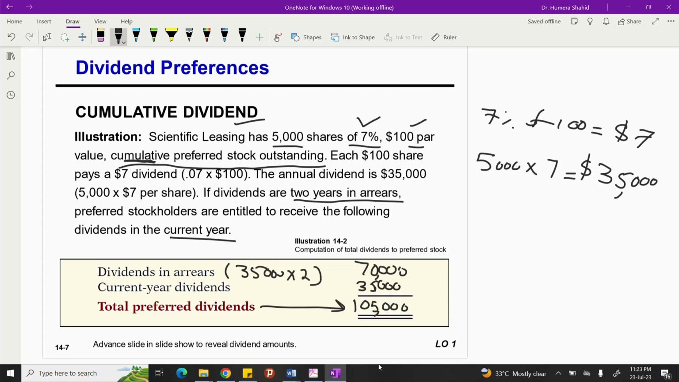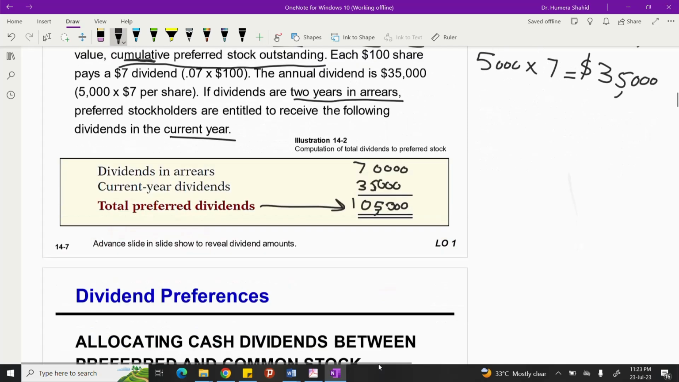What if it is non-cumulative? Then there will be no concept of arrears because it's non-cumulative, and in the current year only the current year's dividend will be paid. But because this is cumulative, we have to pay the previous 2 years' dividend, and altogether 105,000 will be paid. So this is how cumulative and non-cumulative dividends differ.